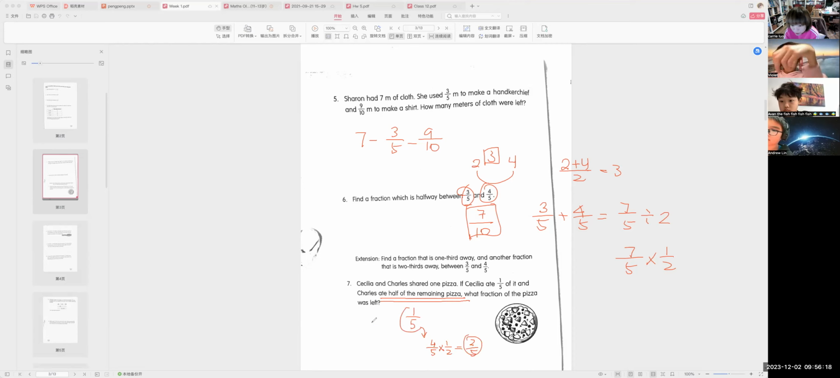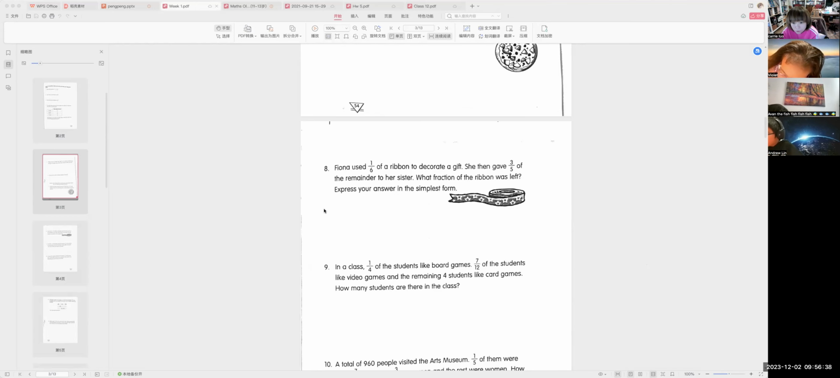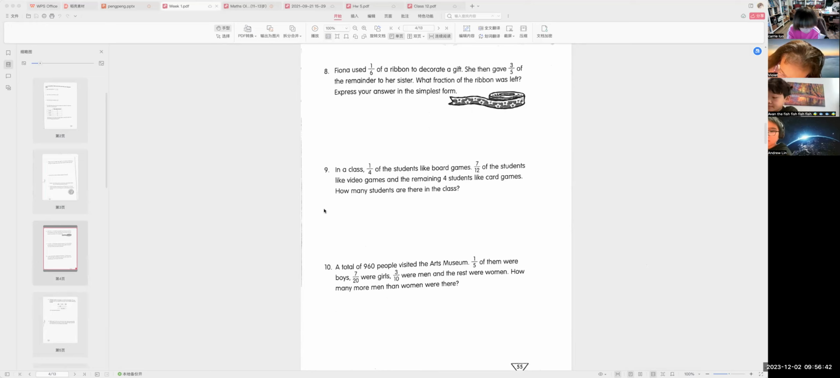So that means Cecilia ate 1 over 5 and Charles ate 2 over 5. Together they equal 3 over 5. So what fraction of the pizza is left? 1 minus 3 over 5 equals 2 over 5. Okay, so let's take a look at number 8, number 9, and number 10.